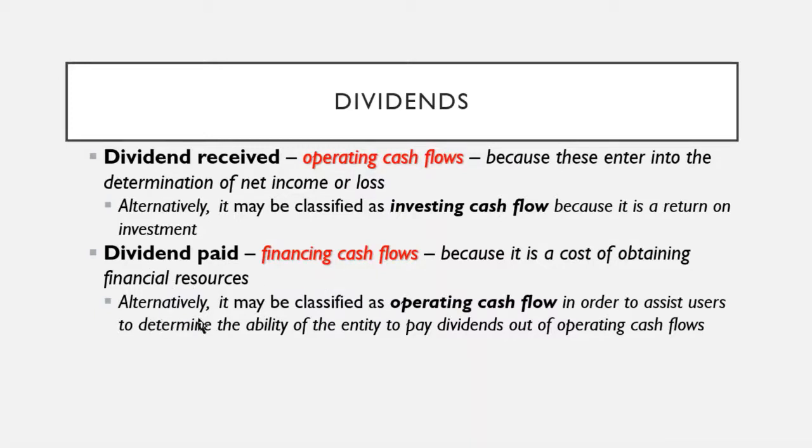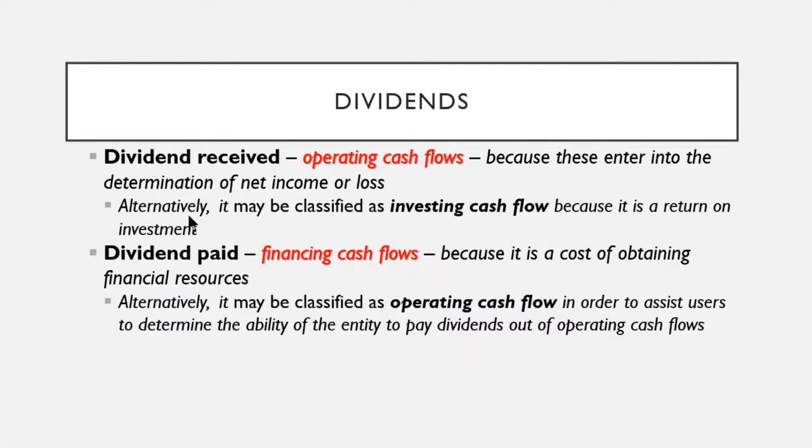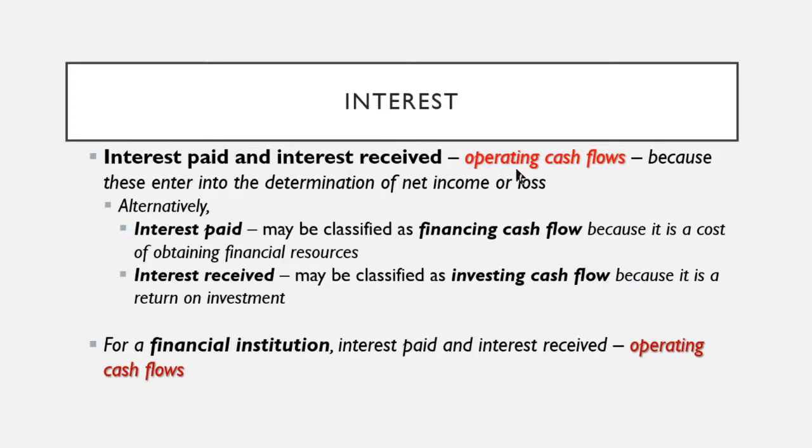But alternatively, this is allowable, you can also classify it as an operating cash flow in order to assist users to determine the ability of the entity to pay dividends out of the operating cash flow. But in general, so that we will not be confused because there will be problems that will provide for these items, if the problem is silent, you are going to use the general ruling, the items in red. Okay? So you are going to classify it according to these red items.